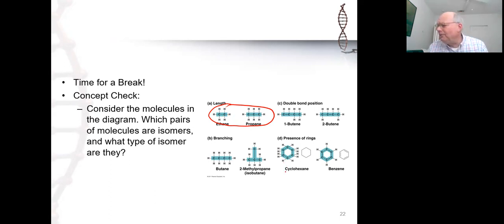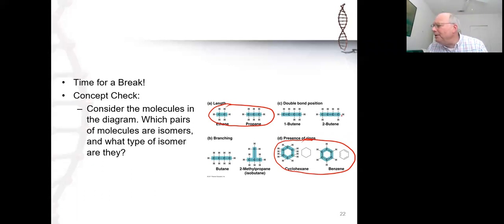Likewise, cyclohexane and benzene, while they look very similar, they're both ring structures, the number of hydrogens is very different between cyclohexane and benzene. So again, similar structures, different number of atoms, different chemical formulas. So again, they can't be isomers.